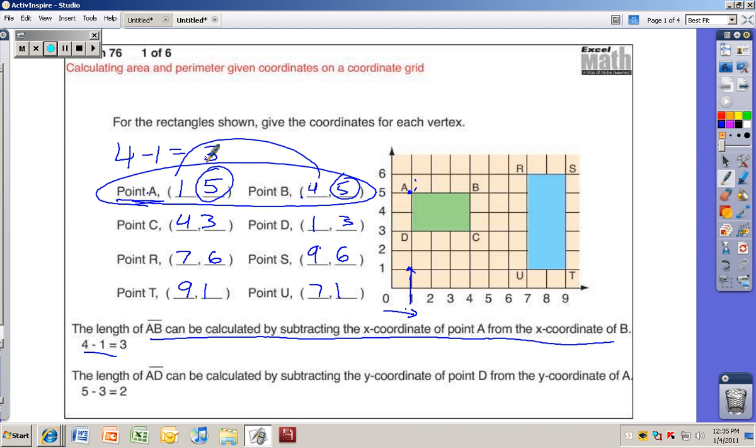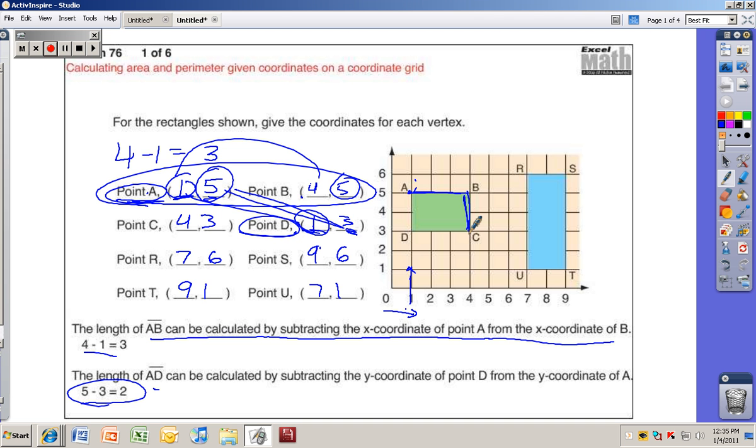Now if I wanted to find the other distances, how about AD? From A to D. That's 1, 5 and 1, 3. Notice the 1's are the same here, but the 5 and 3 are different. And so you do 5 minus 3, which is 2. And so we have a rectangle here that's 3 on this side and 2 on that side.